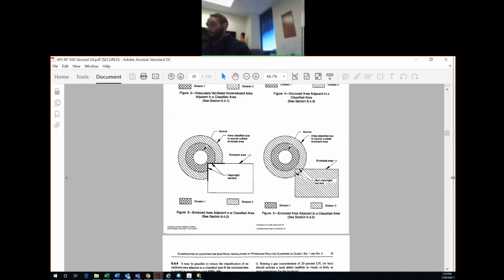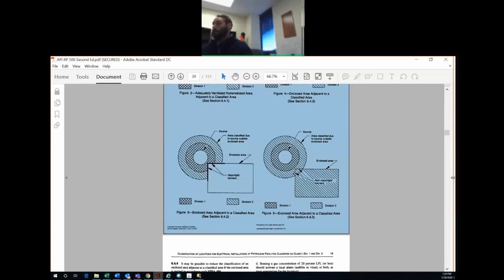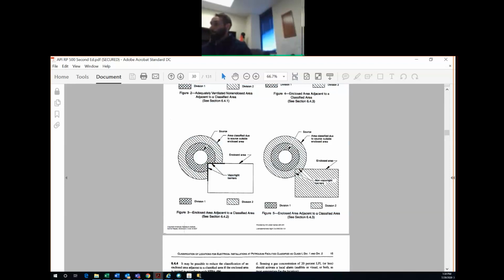If you have an enclosure that's adjacent to a Class 1 Div 2 area, and the building is otherwise vapor tight, but you have one section of the building, like a window or a door, that just happens to be in that Class 1 Div 2 area. Now I've got this door in this Class 1 Div 2 area, so I have to classify the whole building as Class 1 Div 2.